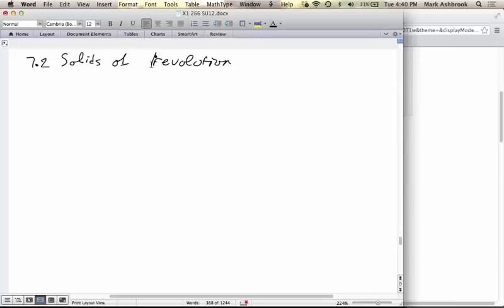Solids of revolution. So we're going to take these areas that you worked on and revolve them around an axis or some kind of line, and it gives us a solid. And we're going to find the volume of the solid. Okay?